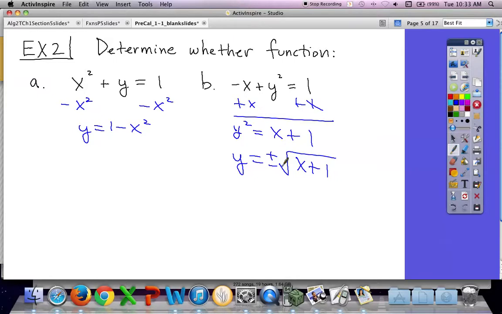So notice the difference between these two examples. In this one, every time you plug in a value of x, how many values of y do you get? You get 2. You get a plus and a minus. So there's 2 answers. That's not a function. This means 2 y values for each x value. So not a function.